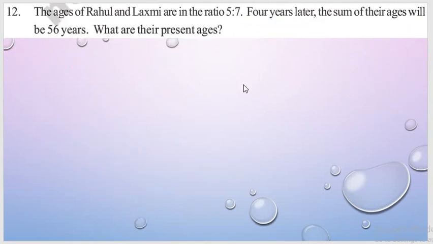Now let us move on to the next question. Question number 12. It is given that the ages of Rahul and Lakshmi are in the ratio 5:7. Four years later, the sum of their ages will be 56 years.